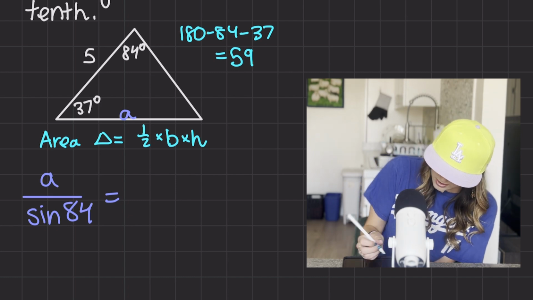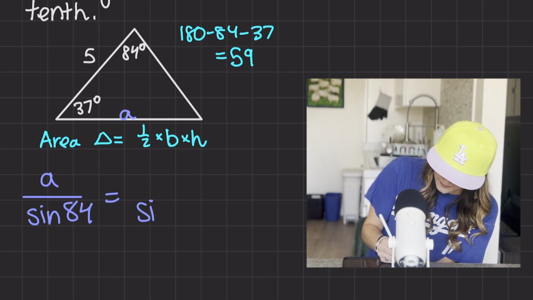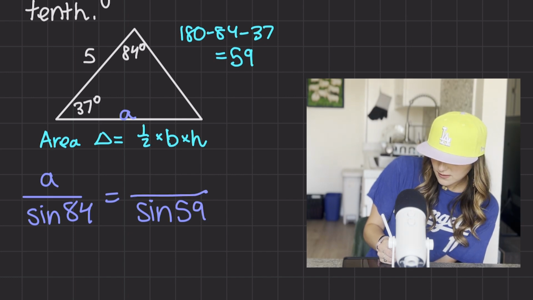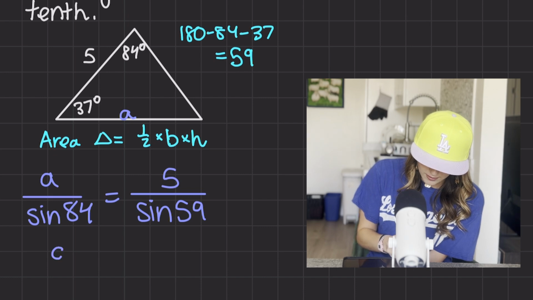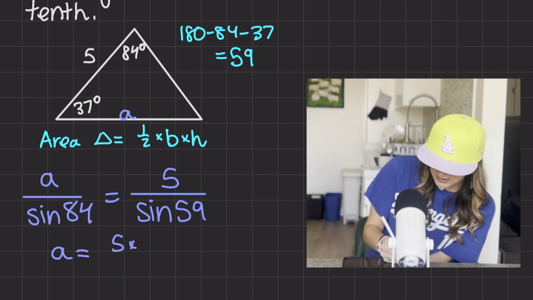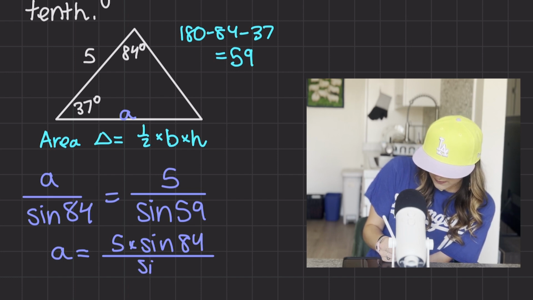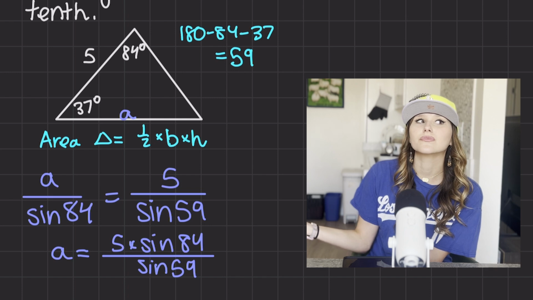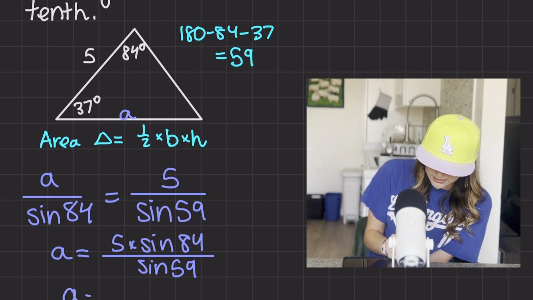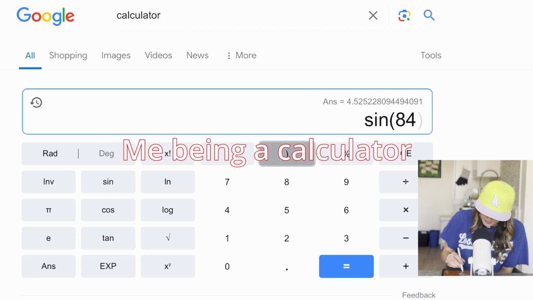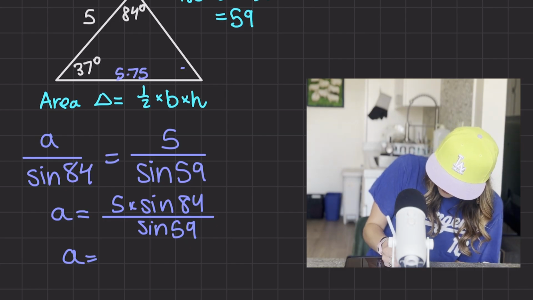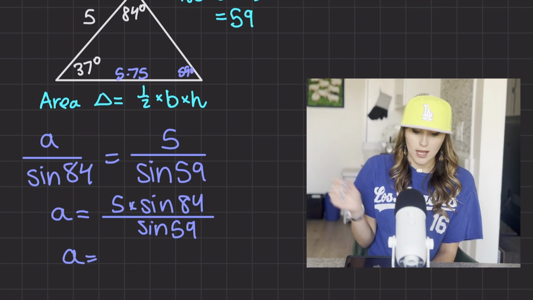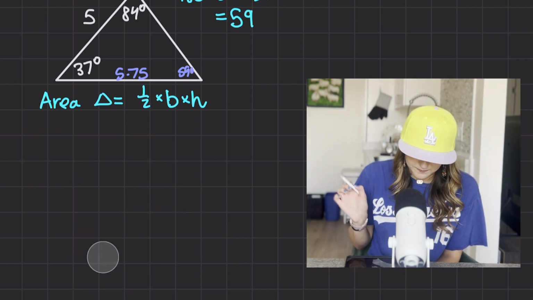Okay, so then we can figure that out. So sine of 59 on the bottom, so it's gonna be 5 over sine 59. Okay, so A is gonna be equal to 5 times sine 84 over sine 59. Okay, A is going to be equal to 5.75 for this side. Okay, so the base is 5.75.